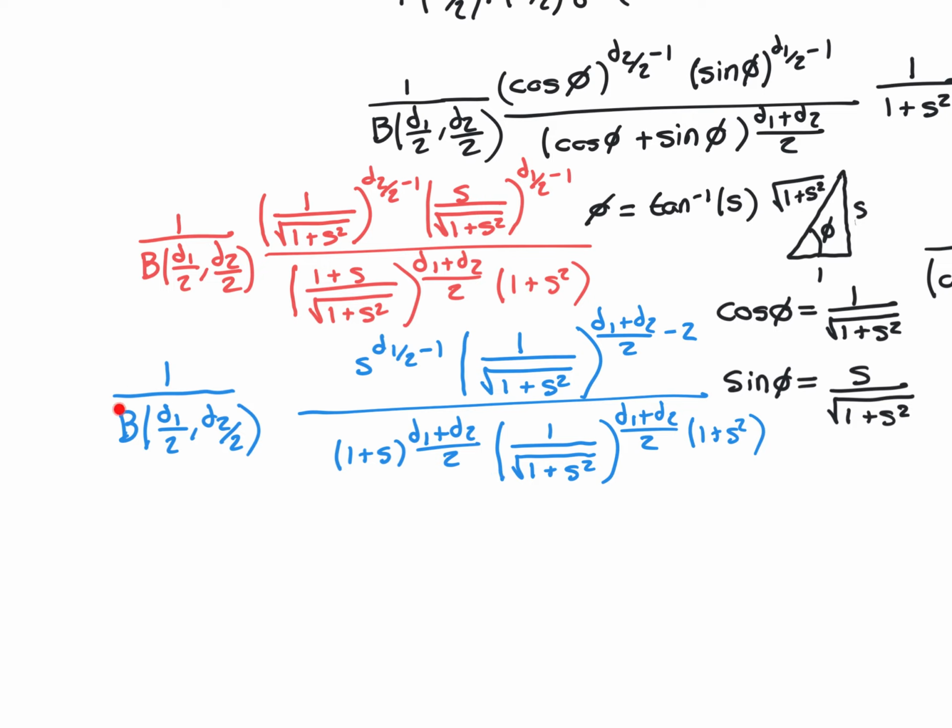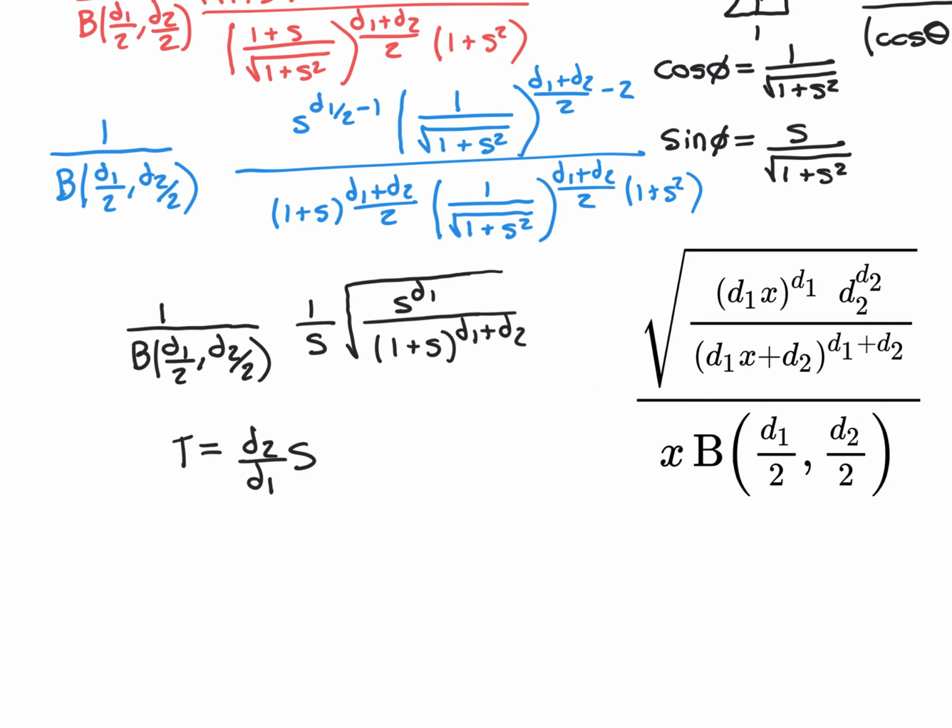Because now all we're going to be left with is this bit here, which is still a little bit complicated looking, but it's a lot better than what we had. So we're very close now. So I've written out what we've got left here. So we've got 1 over beta of d1 over 2, d2 over 2. And now this is the bit we've got left. What I have done is I've just pulled this 1 over s out from here. So we've got s to the power of this times s to the power of minus 1. I've written that s to the power of minus 1 as 1 over s. So I've got the 1 over s there.